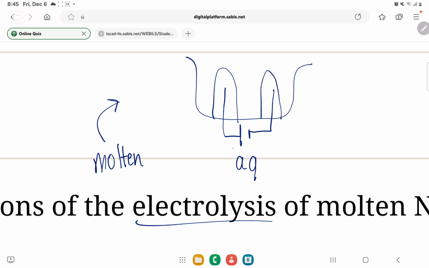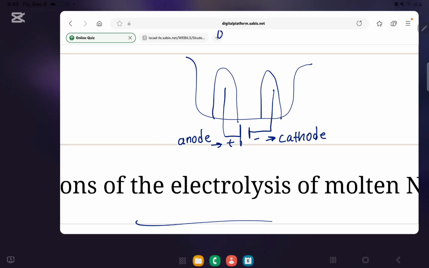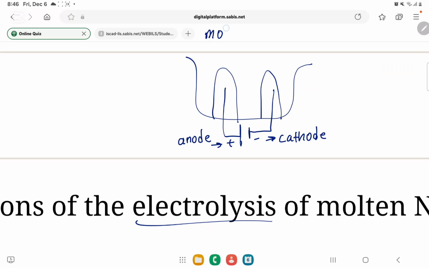So we know the longer line is the positive one. So this would be positive and this would be negative because this is a battery. And the positive side is called an anode, and the negative side is called the cathode. Okay, and we're talking about molten electrolysis right now. Again, the positive side is the anode, the negative side is the cathode, and the anode always has the non-metal, and the cathode always has the metal. And at the anode, we always have oxidation, and at the cathode, we always have reduction.